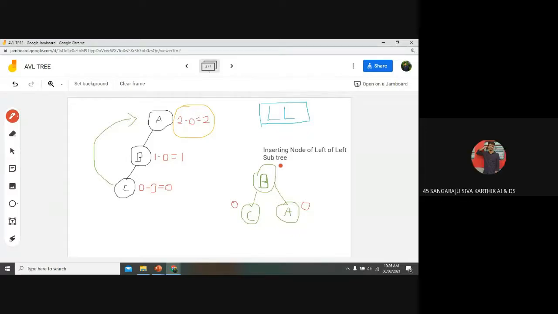So this was satisfying the condition, so it is a self-balancing binary tree. So that is the concept.